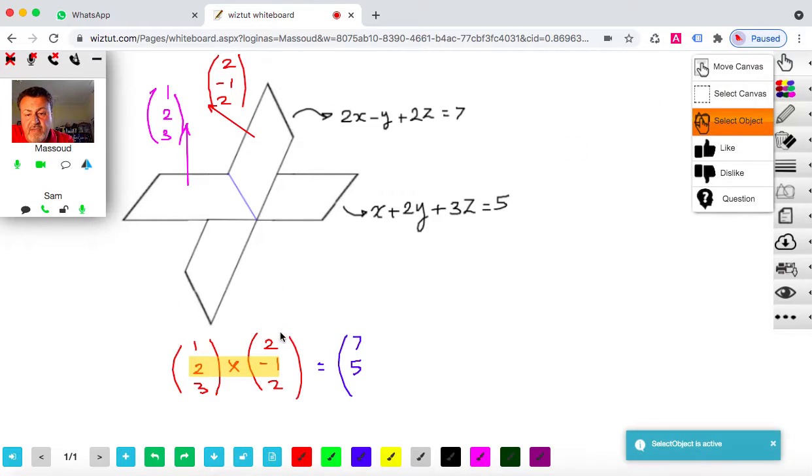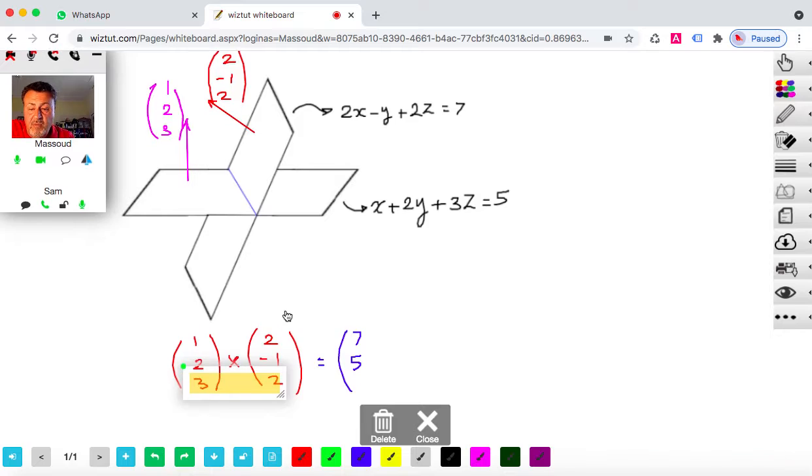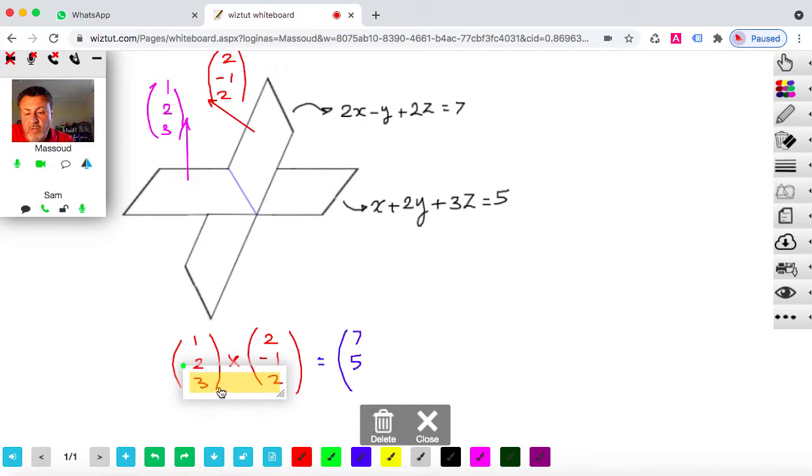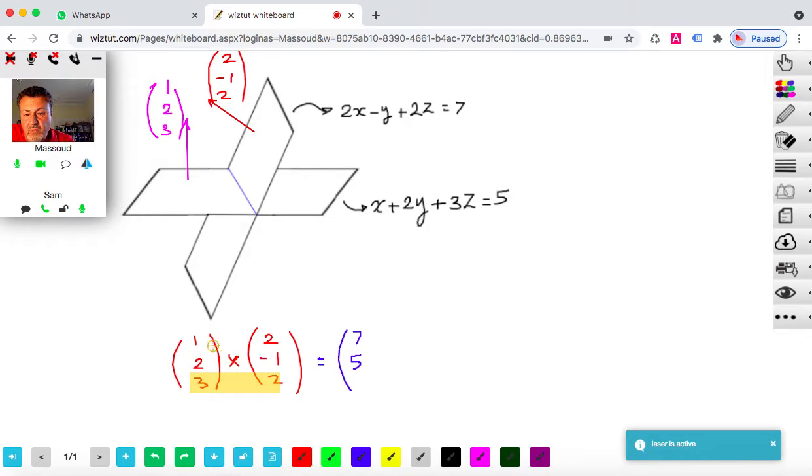And then finally, to get the third component, the k or the z component, you ignore these two numbers and do the determinant between the remaining numbers, that times that, take away that times that. So that's minus 1 and minus 1, and then take away 4, and that would be minus 5.